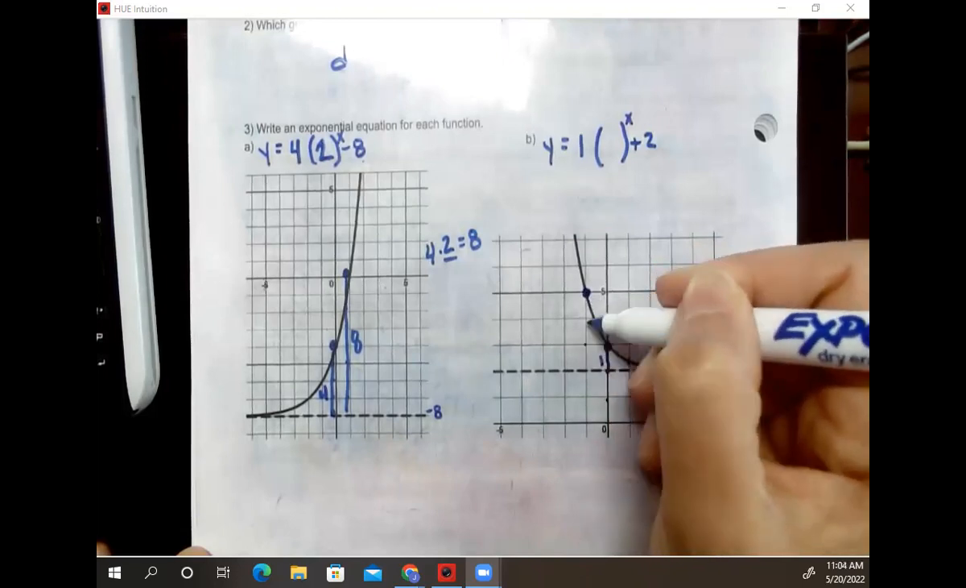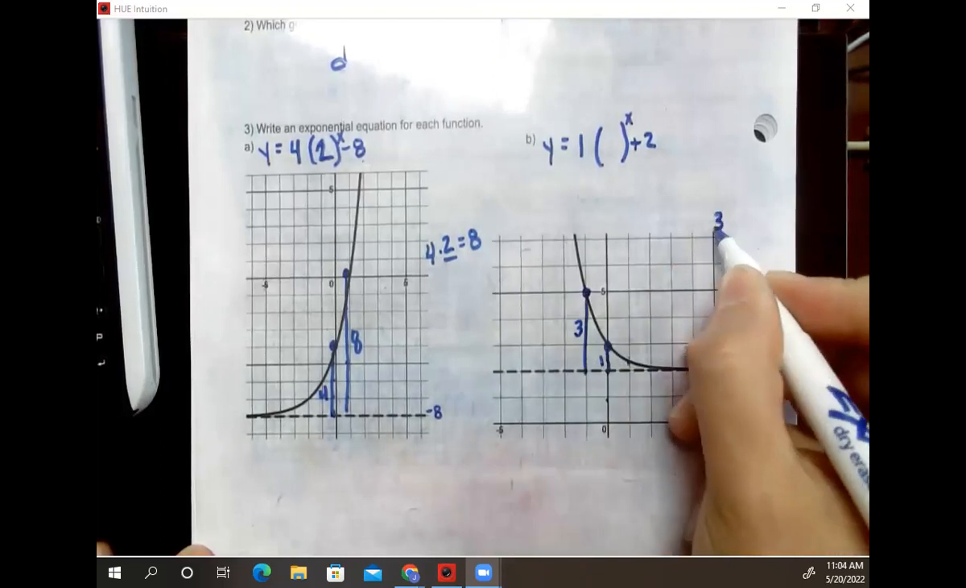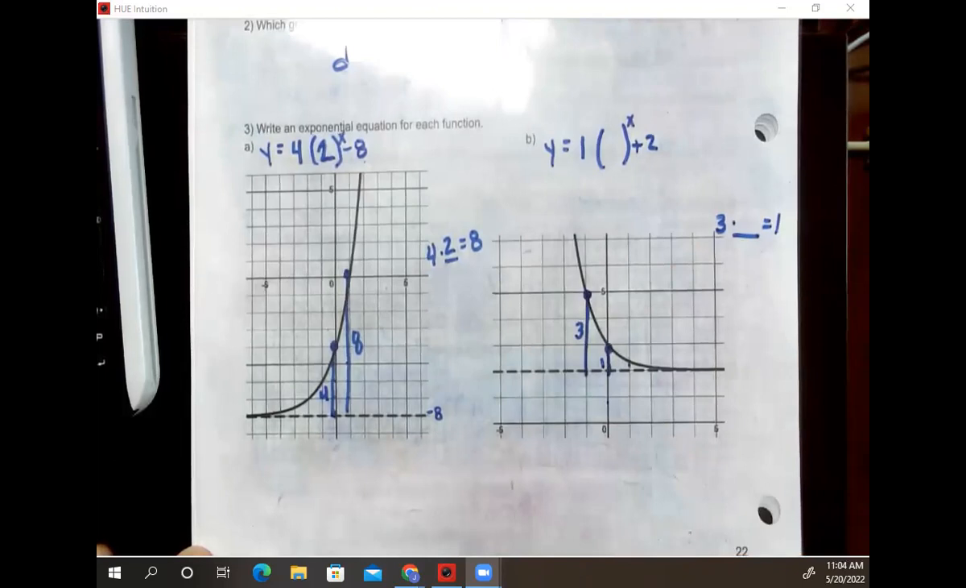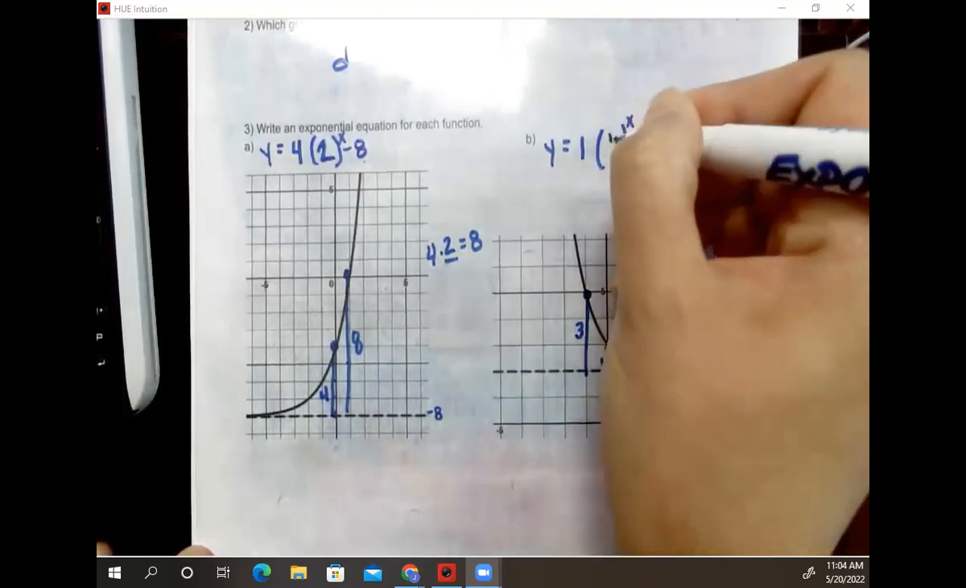And this distance would be 1, 2, 3. So we're going to use this and say 3 times what would give us 1? 3 times what would give us 1? 1/3, yeah. So the base for our exponent is 1/3.